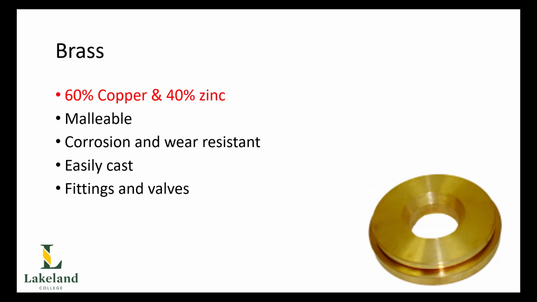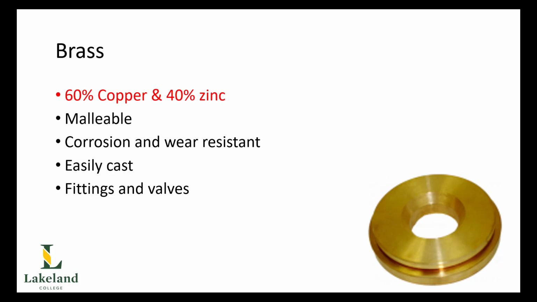The easiest way to remember it, which I've mentioned to you earlier, is that of brass and bronze, the one that doesn't have the Z in it has the Z in it. That's my silly little way of remembering it. So brass doesn't have a Z, so it has Z in it, and the Z is zinc. In terms of the percentage, it's around about 60% copper and 40% zinc.